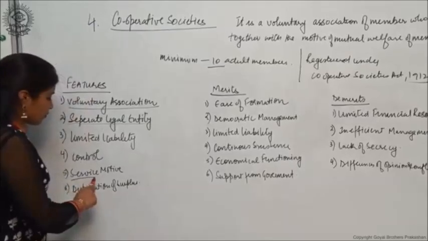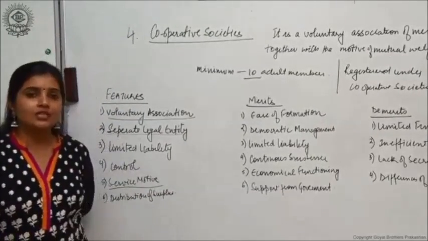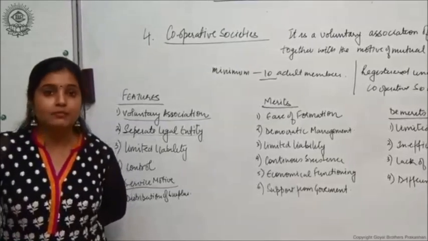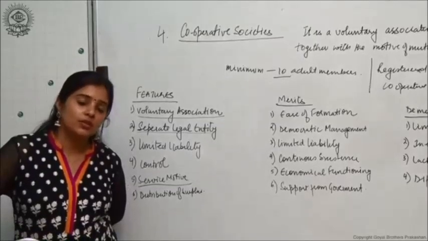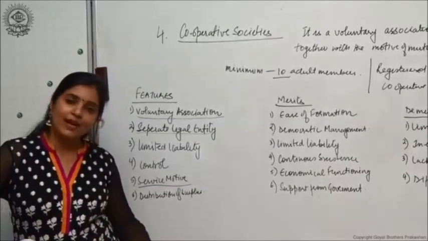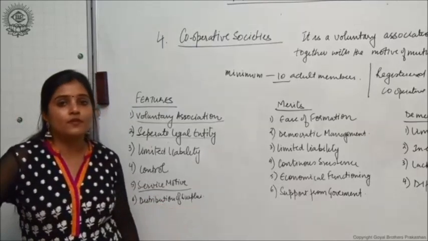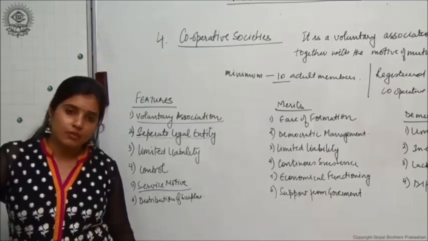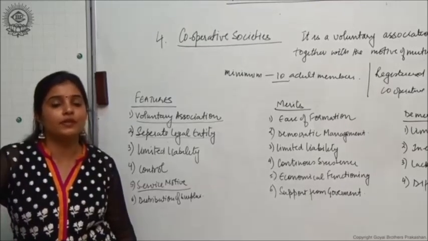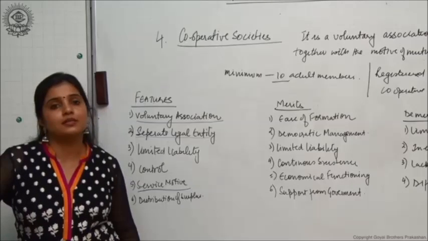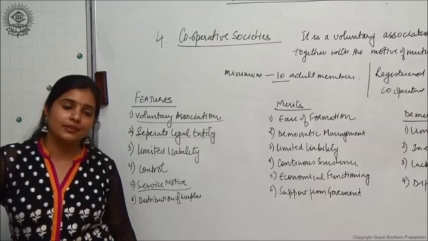Then the main motive of a cooperative society is to serve the society at large and the members of the cooperative society, so that you are able to provide them with goods and services at the lowest possible cost by eliminating the middlemen. Next is distribution of surplus. Though the main motive is to serve the society, if at all there is a surplus left over, that is to be distributed amongst the members in the form of dividend or bonus can also be given.